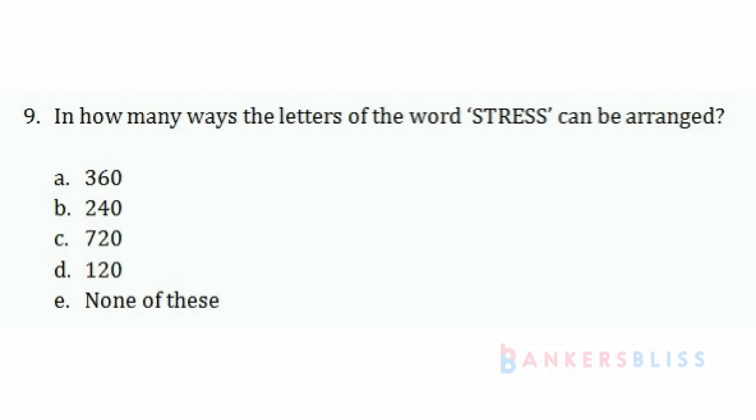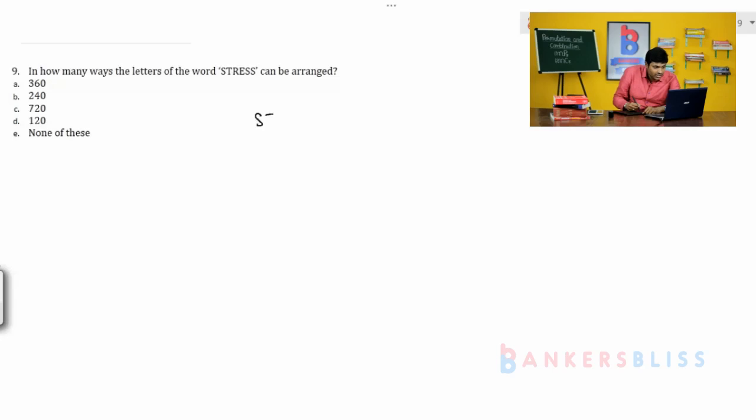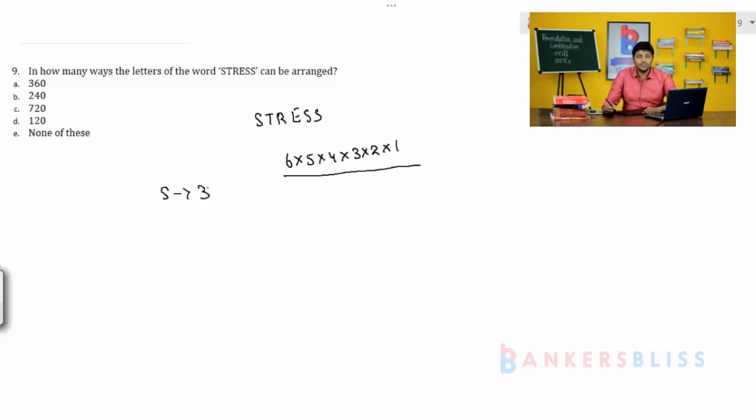Problem number 9. In how many ways can the letters of the word STRESS be arranged? See here, S, T, R, E, S, S. So how many letters are there? 6 letters. Therefore, 6 into 5 into 4 into 3 into 2 into 1, divided by: S is repeated thrice, and no other letters are repeated. So you divide by 3 factorial, that is 3 into 2 into 1. So 3 into 2 into 1 cancels, 6 5s are 30, 3 4s are 12, 120. Option D is the right answer.